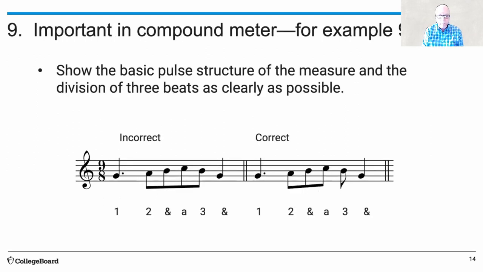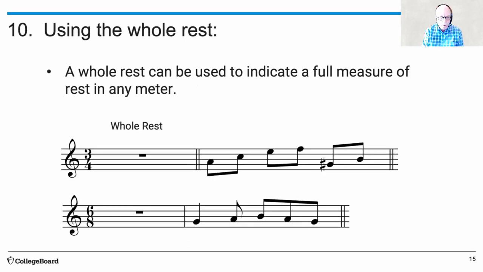Number nine, very important in compound meter. For example, in 9/8, once again, we want to show the basic pulse structure of the measure and the division of the 3 beats as clearly as possible. So in this case, the first one is incorrect where there are four notes beamed together, because in compound meter, typically in 9/8 or 6/8, we only beam three notes at a time, like in the second measure, and that helps define the beats.